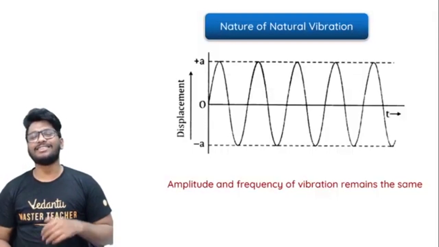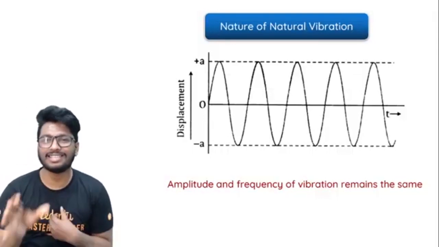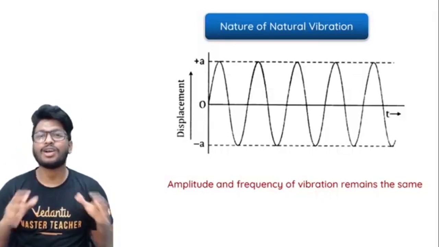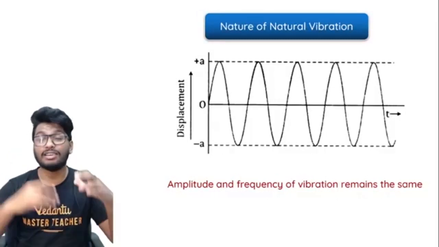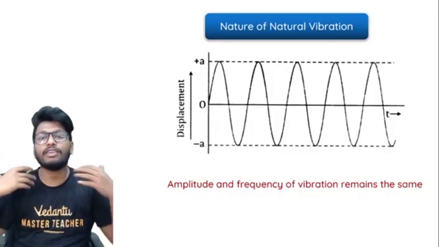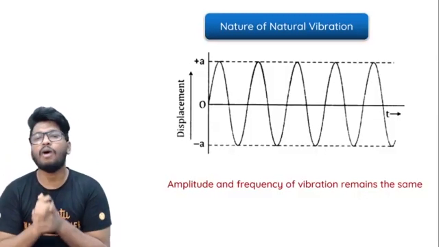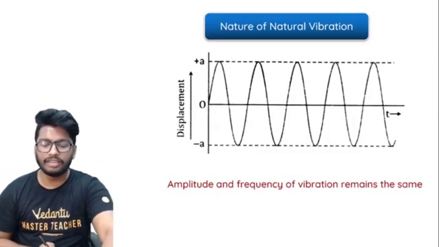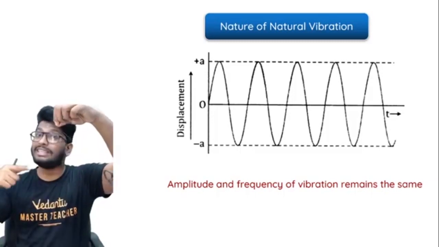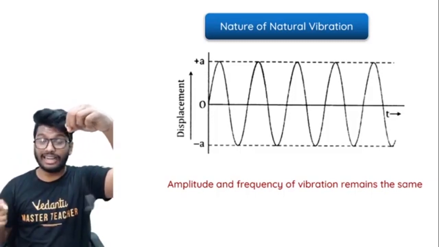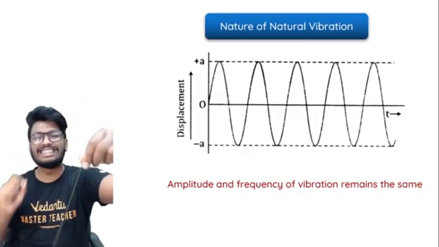Alright, so now, like I was telling you guys, this is one of the most important things that is very much common in your board exams. How do you find out the natural frequency? If you have to show it in the form of a graph, a displacement time graph, how would it look like? Like I told you guys, if you take a simple pendulum, the amplitude of this is going to be the same because there is no external force acting on it. It will continue to oscillate with the same amplitude.